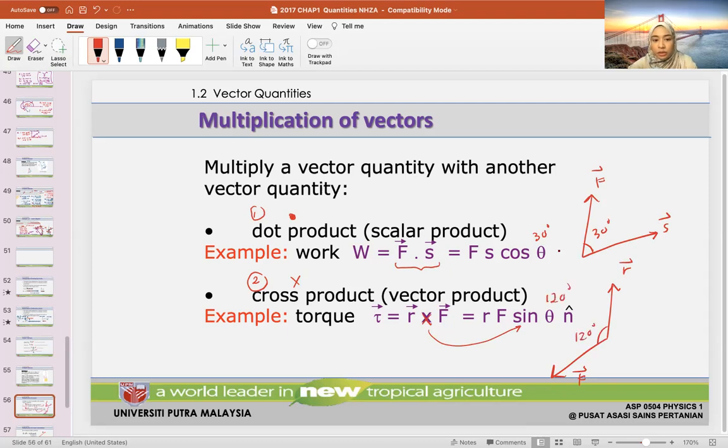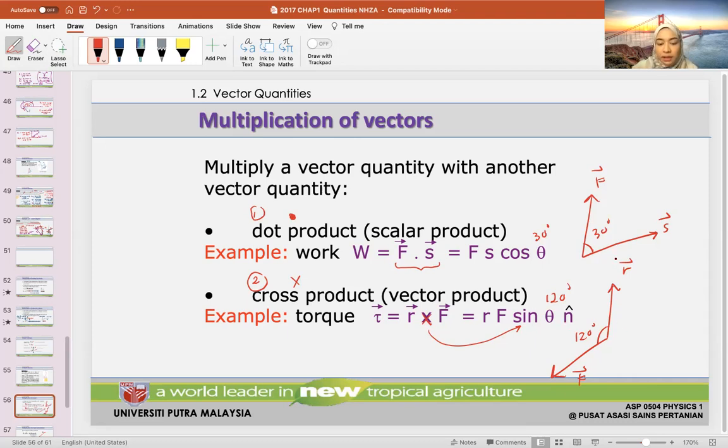The angle between the vectors. This is not with respect to X. This is not with respect to Y. It is with respect to each other. So you have two vectors. What is the angle between them? That is the angle over here. Tak ada kaitan dengan x-axis, tak ada kaitan dengan y-axis.